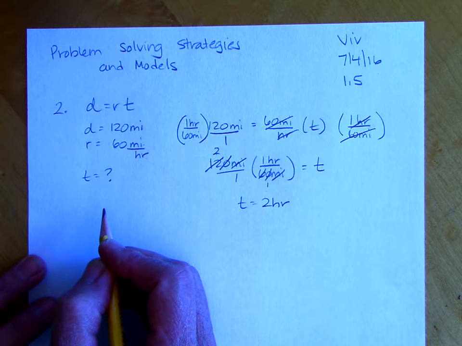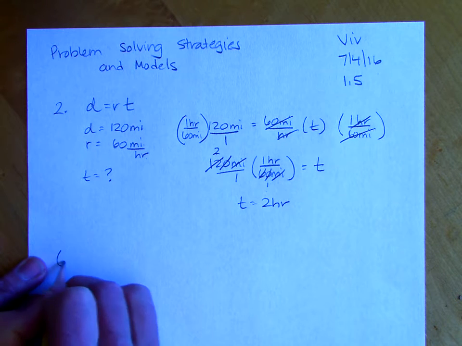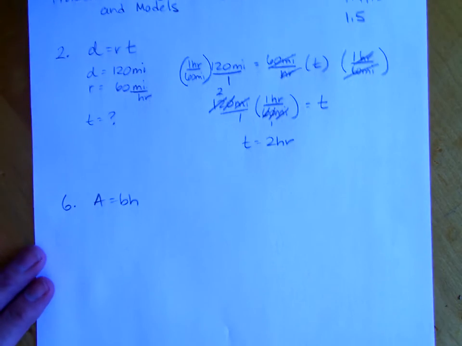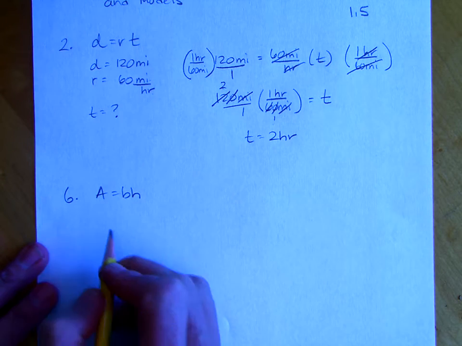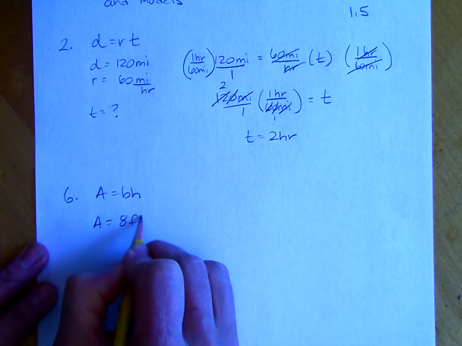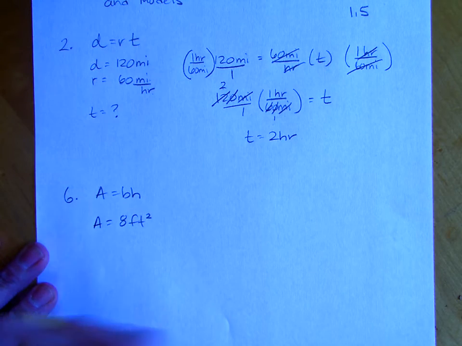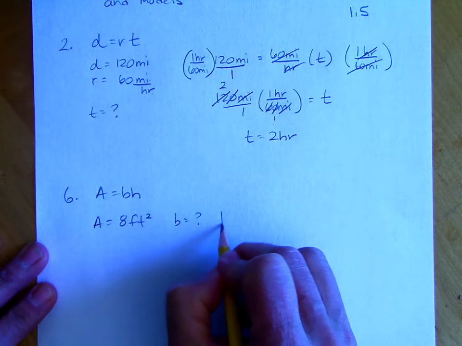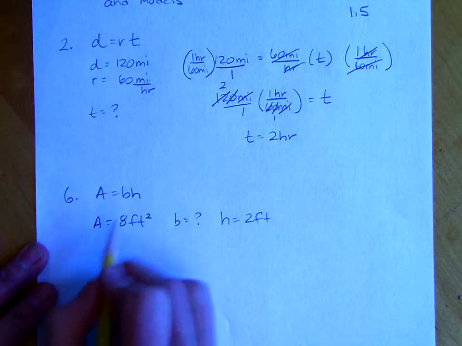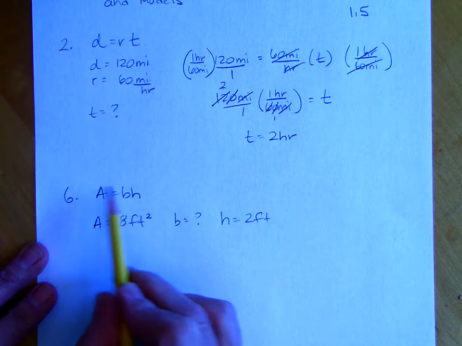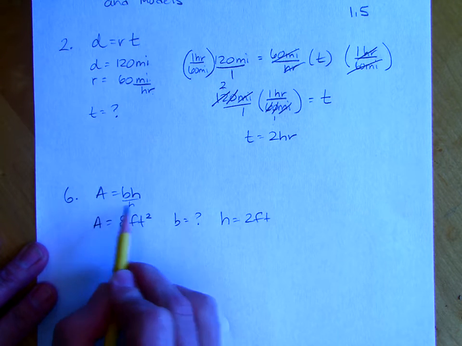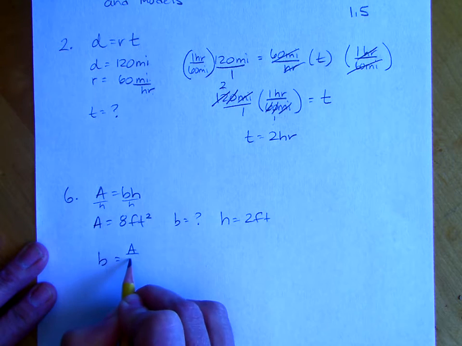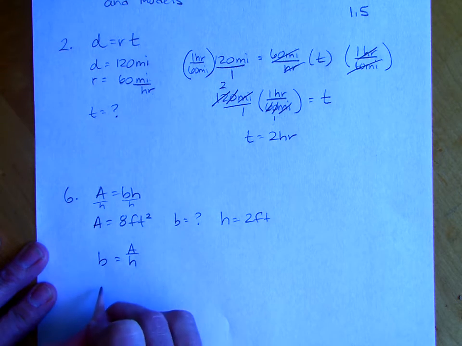Numbers 5 through 8 are rather similar. In number 6, in this case, they're asking you to use the formula area equals base times height, and they tell you A equals 8 feet squared, 8 square feet. They want to know what B equals, and they tell you H equals 2 feet. So in the last problem, I would have rearranged the equation for base, divide both sides by H. So base equals area divided by height.